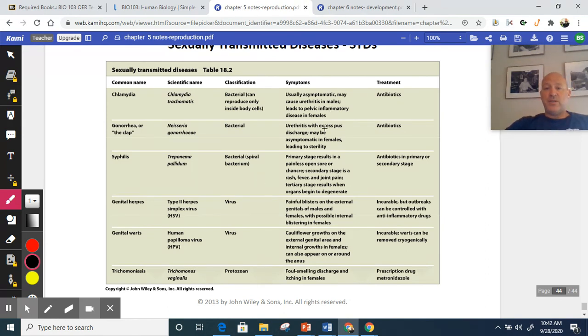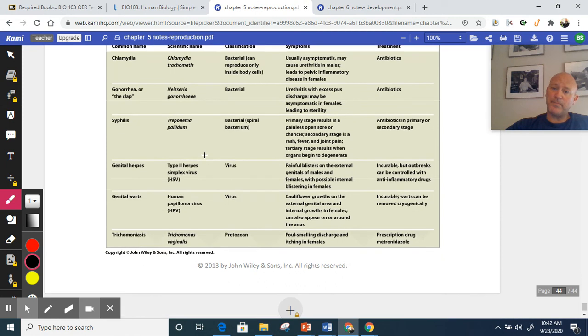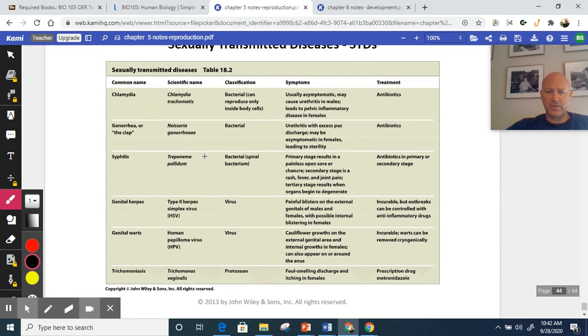Some symptoms and then treatments. You could see the ones that are bacterial related or protozoan related are treatable. However, the viral ones, not really curable. All right, so you can read that one as well.